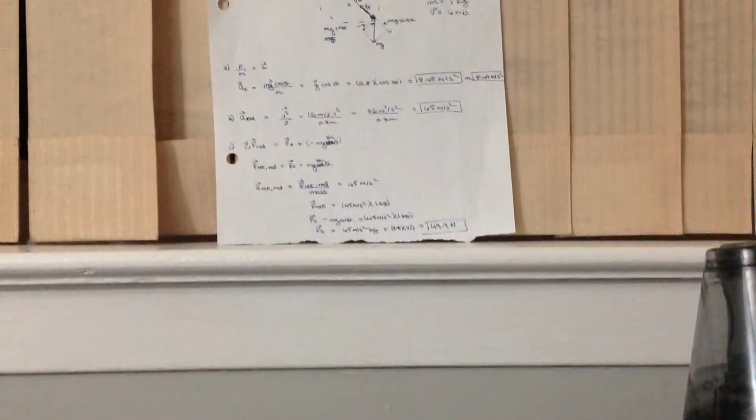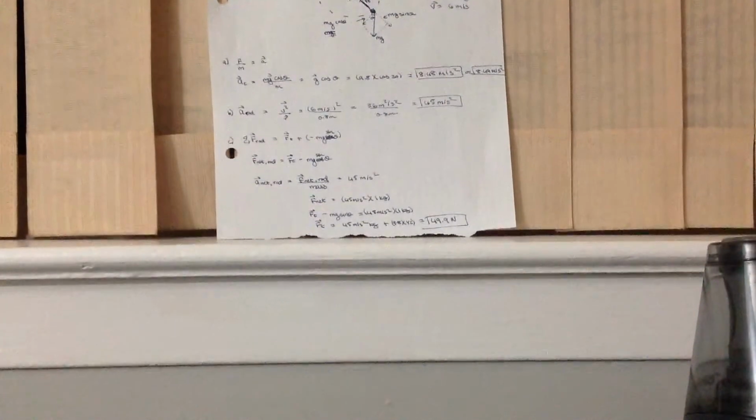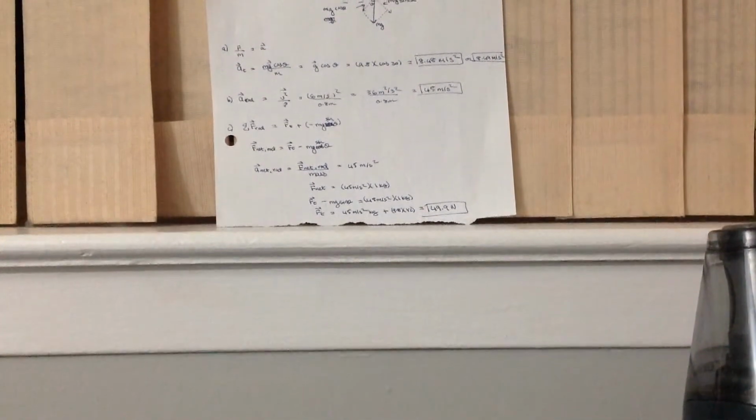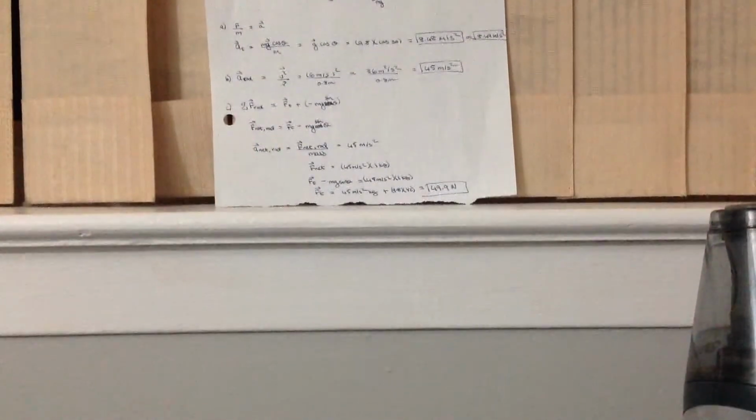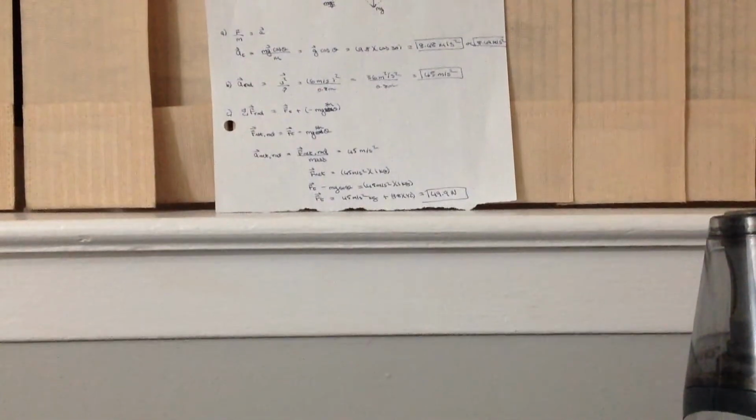So if we want to find force tension, we isolate it and we add mg sine theta on the other side. We get force tension is equal to 45 meters per second squared times kilograms plus 9.8 times 1/2, which is mg sine theta. We get 49.9 newtons, and that's our tension force.